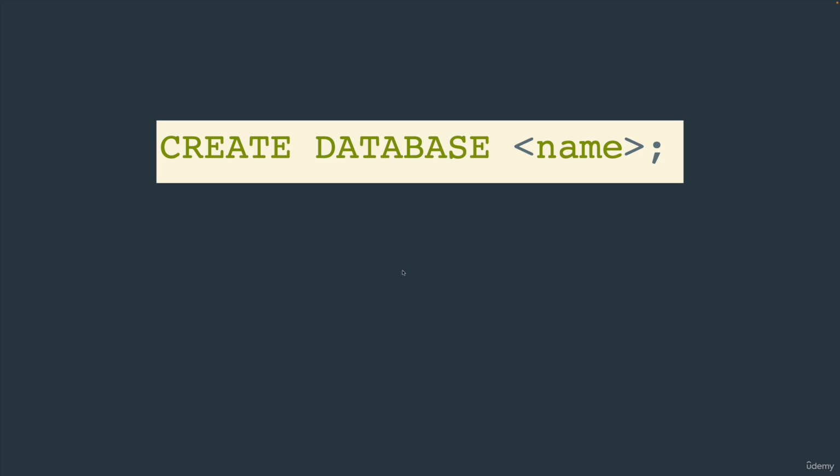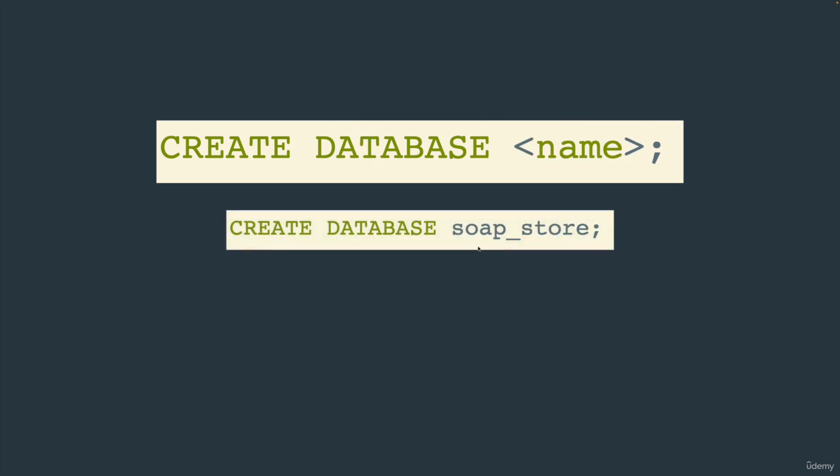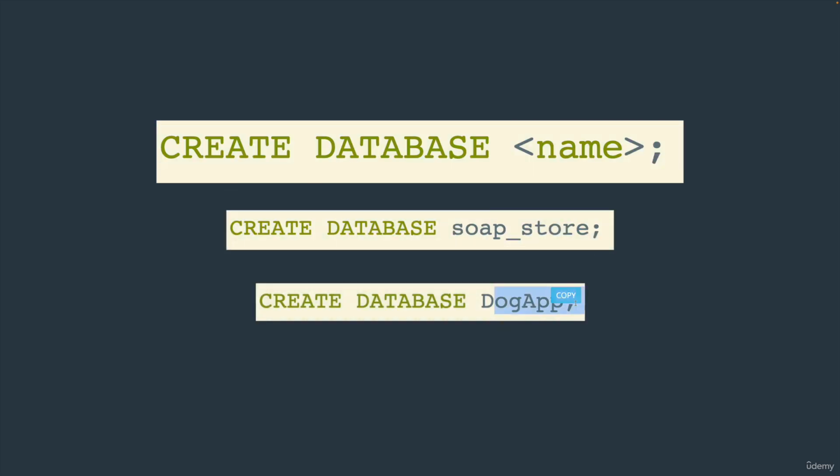So the way that this works, by the way, the syntax that I've written here, anytime you see this in these slides, these angle brackets mean you replace this with your own name. So you don't actually write those angle brackets. So create database and then pet store or soap store or dog app.